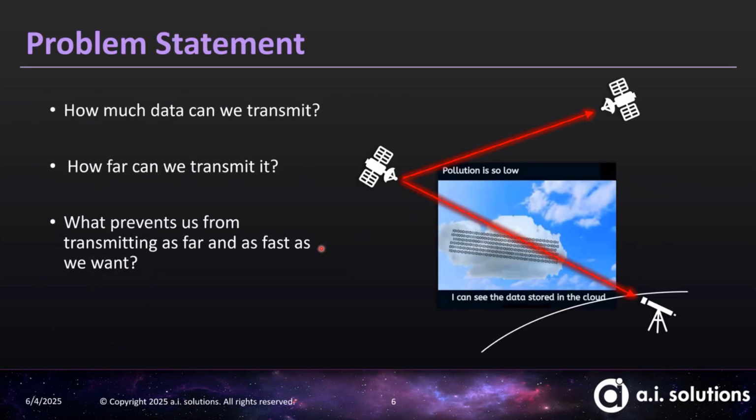Although first we're going to back up and talk through some of the fundamentals of optical communication. So the general problem statement is similar to RF. How much data can we transmit over this channel? How far can we transmit it? Can we get it from the surface of the moon to the surface of the Earth? And then what potentially gets in the way of us wanting that data to go as far and as fast as we want it to in terms of bit rate? So, spoiler, the atmosphere tends to get in the way for optical communications in a way that makes it unique compared to RF. So we'll be talking about that.